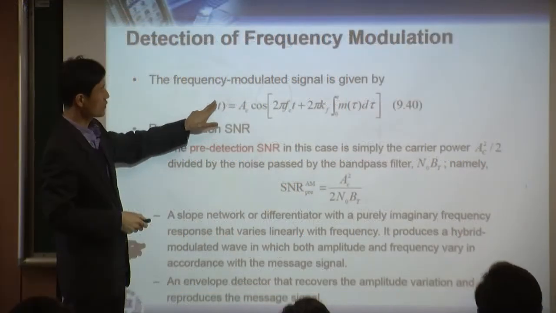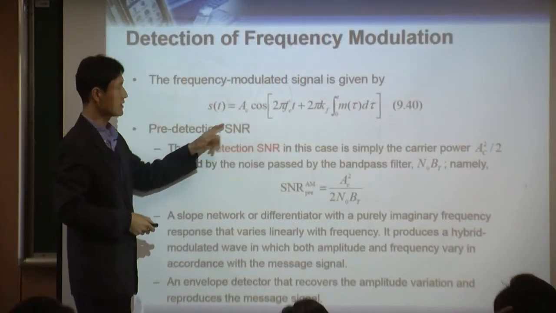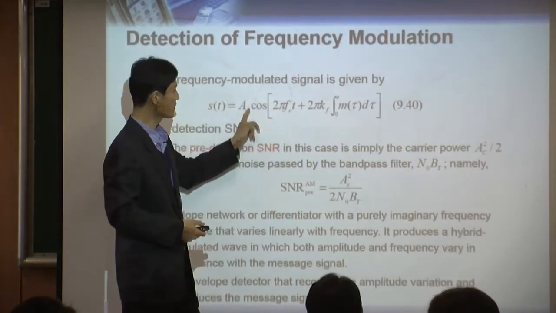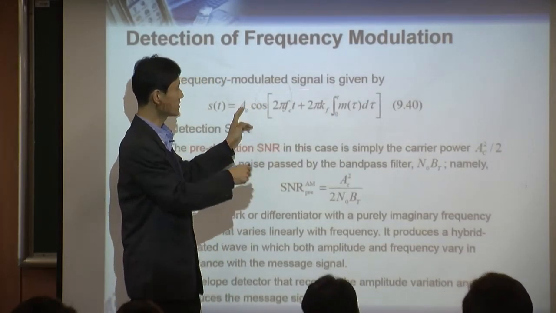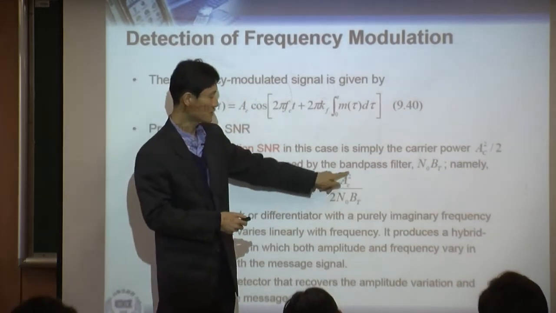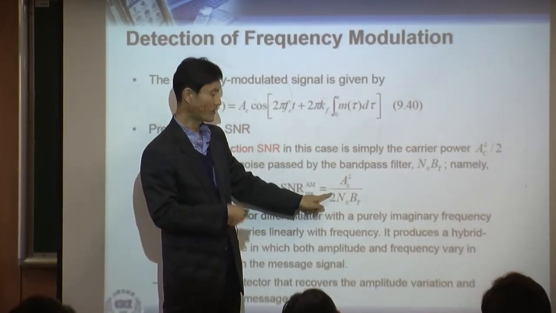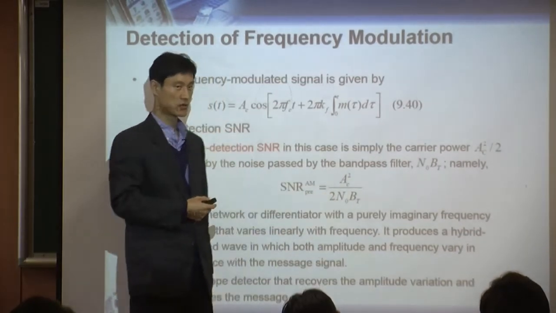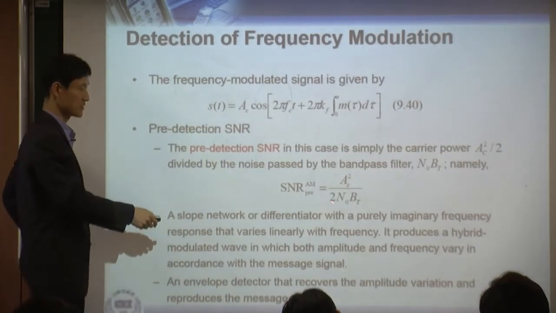So simply we take the square of that and the expectation. In that case, this one is simply A_C cosine of something, so cosine square, the whole thing is going to be 1/2 anyway. So A_C square divided by 2. That's your signal part, the average signal power. And we know that in pre-detection, N_0 B_T is your noise power. So simply, the pre-detection SNR is this one.